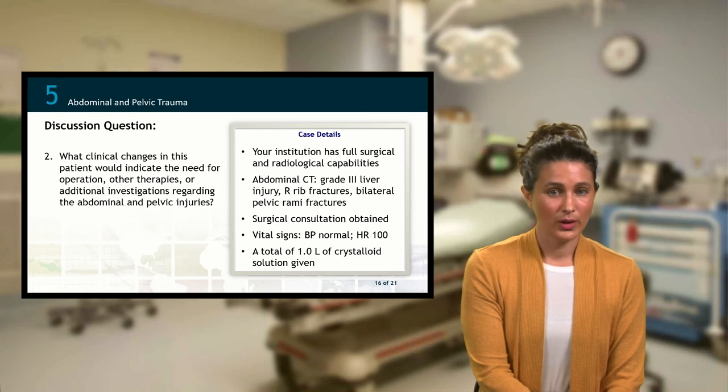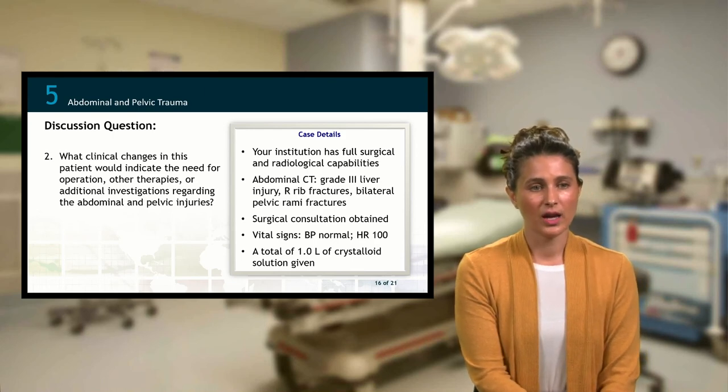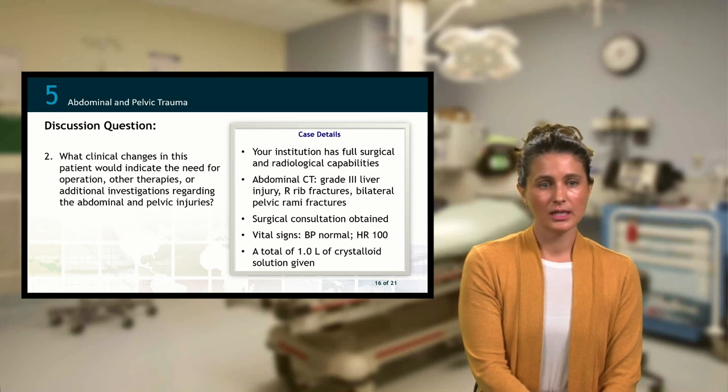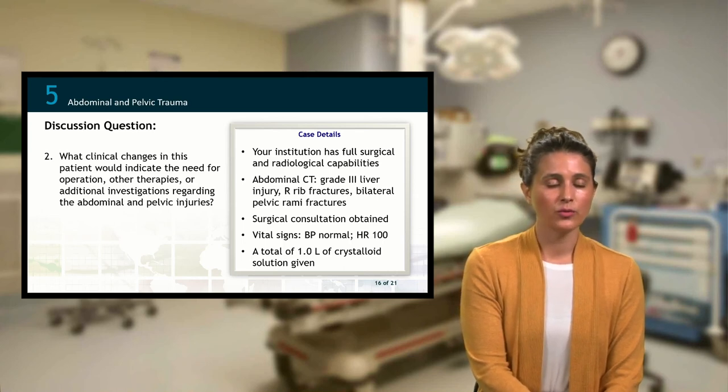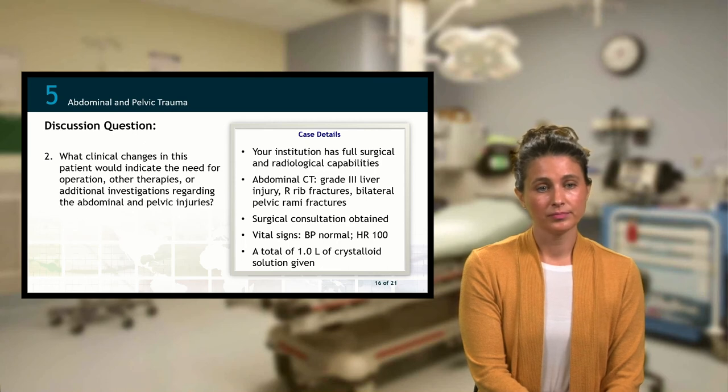Obviously, this patient's not going home. He needs to be observed in the hospital. So as he's observed in the hospital, what changes in his clinical status would indicate the need for an operation or other therapies or additional investigations regarding the injuries that we know he has?